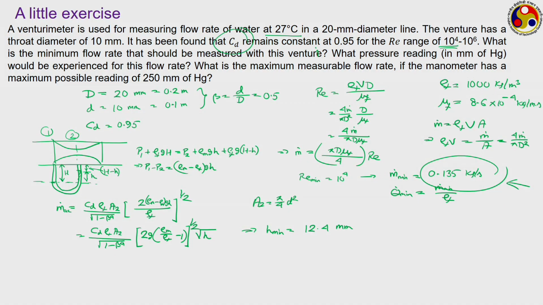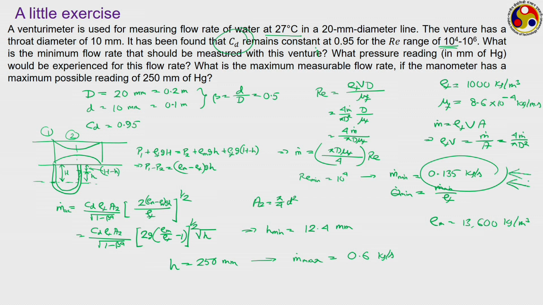And then the third part of the question is, what is the maximum measurable flow rate if the manometer has a maximum possible reading of 250 millimeter of mercury. So, in the third part you are given h as 250 millimeter. So, put the values, and m dot max is going to come as something like 0.6 kg per second approximately. Here of course, one information I am not given, that is the manometric fluid density rho m. Commonly we take that as 13,600 kg per meter cube for mercury. So, we have solved all the three.